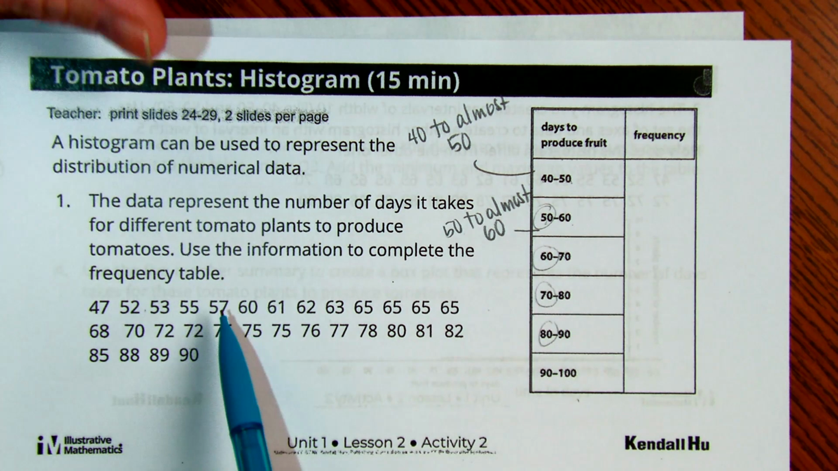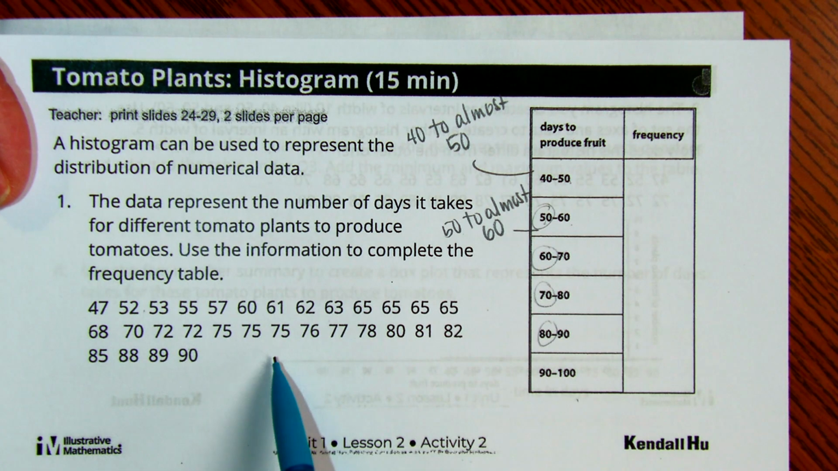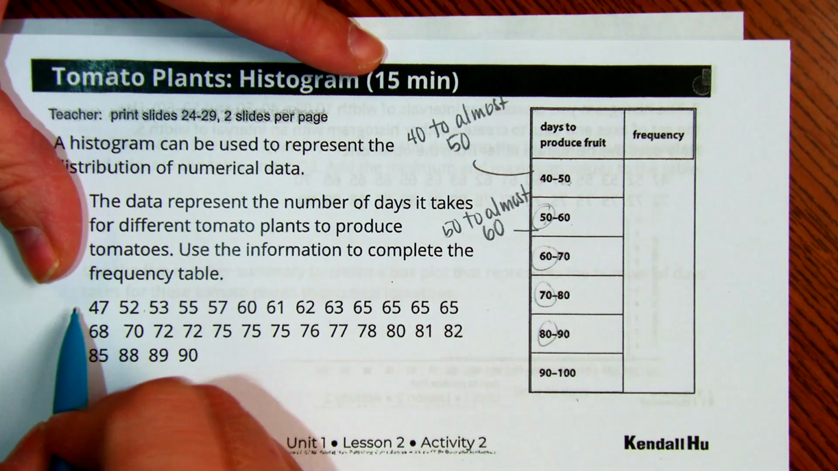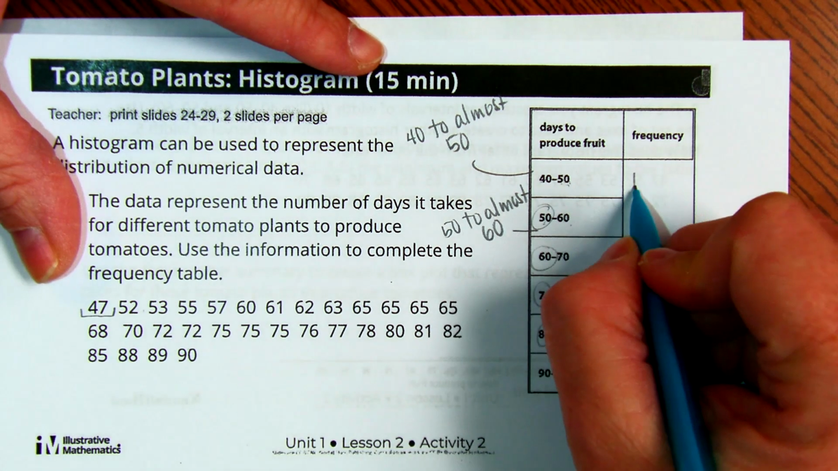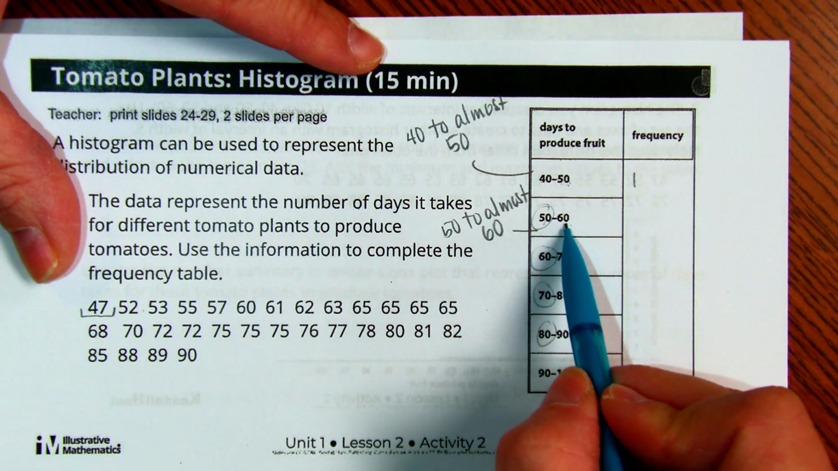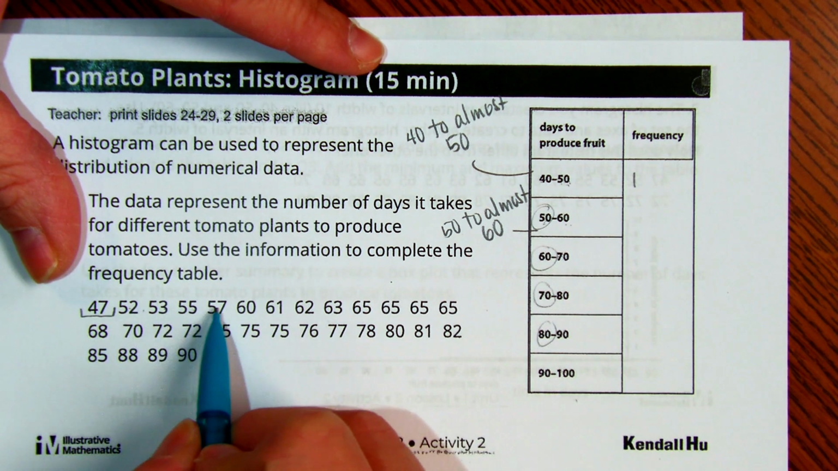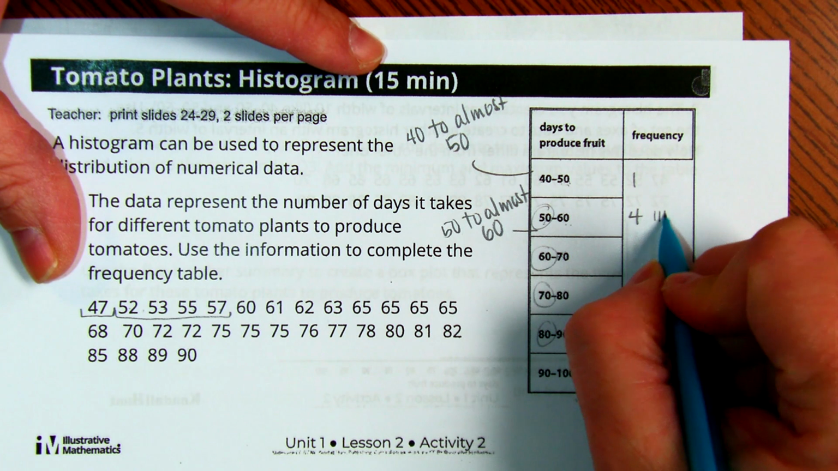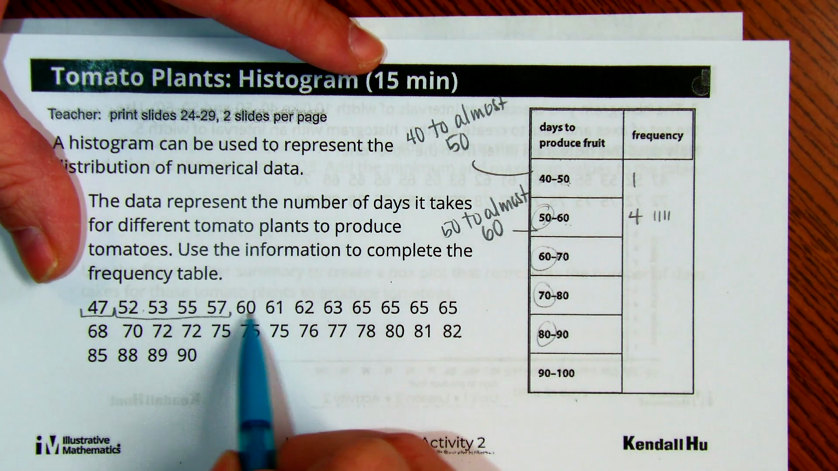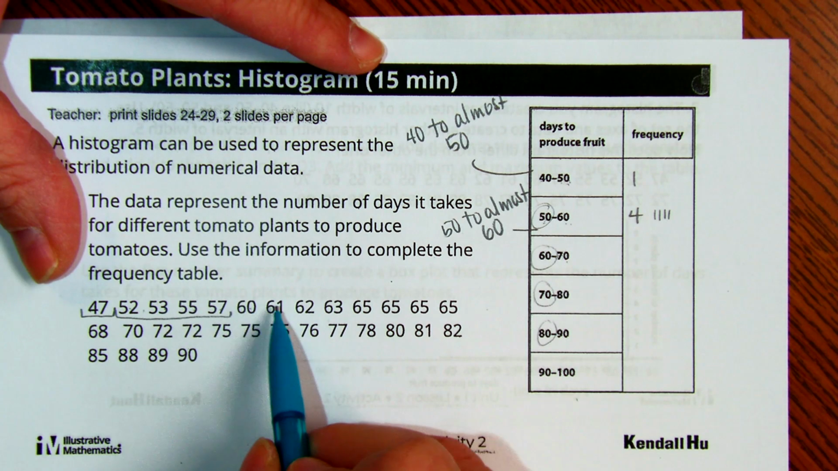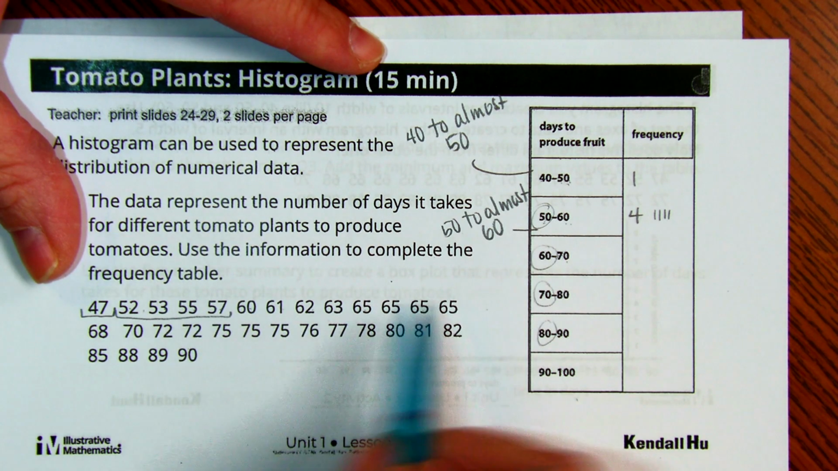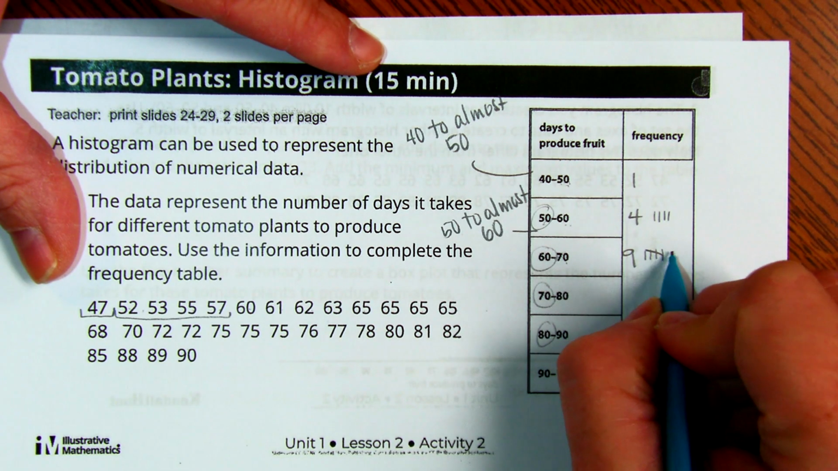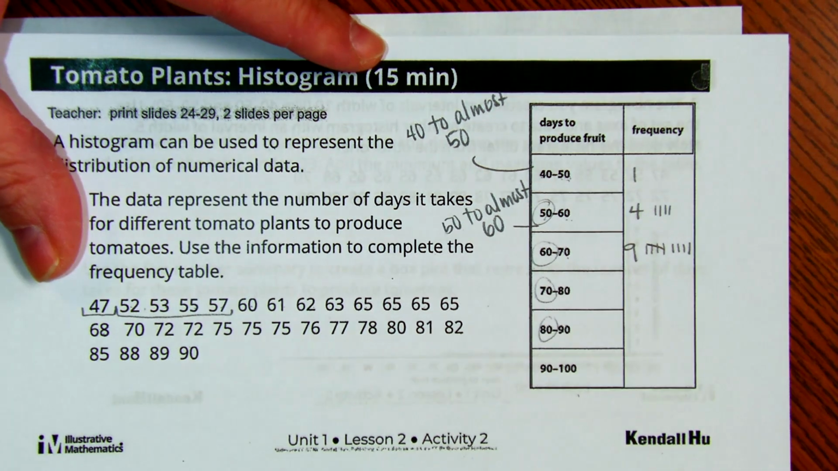If I look at my data for the heights of tomato plants, I'm looking for the range of 40 to almost 50. I have 1. 50 to almost 60, I have 1, 2, 3, 4. Sometimes you'll see me use tally marks instead. 60 to almost 70, there's 1, 2, 3, 4, 5, 6, 7, 8, 9. If I were doing tally marks, it would look like that, so if you see that, that's what it means.